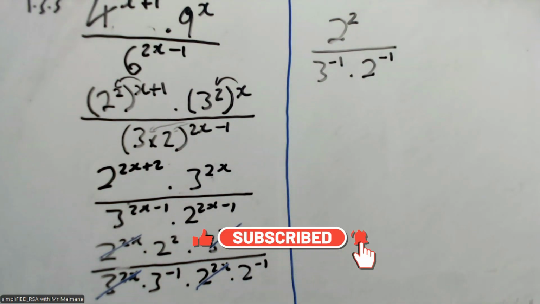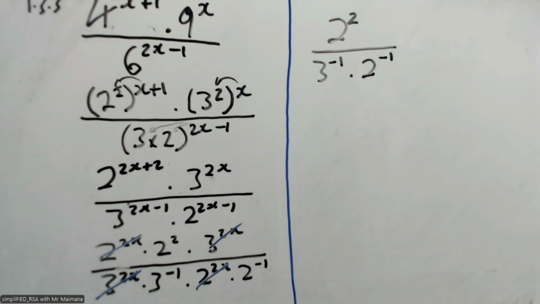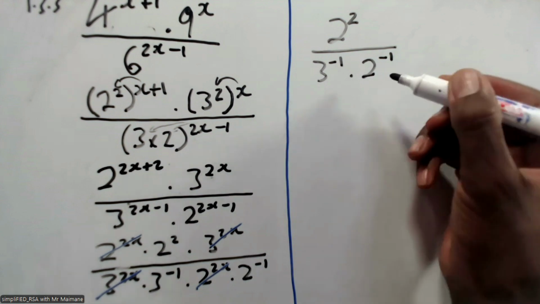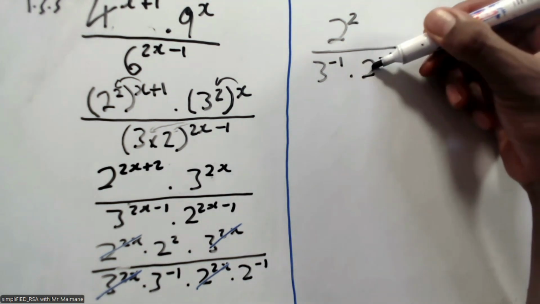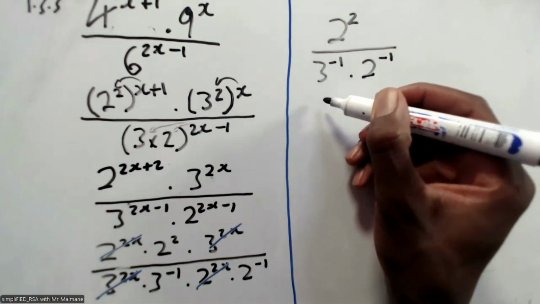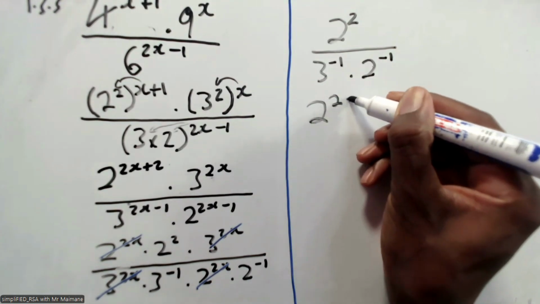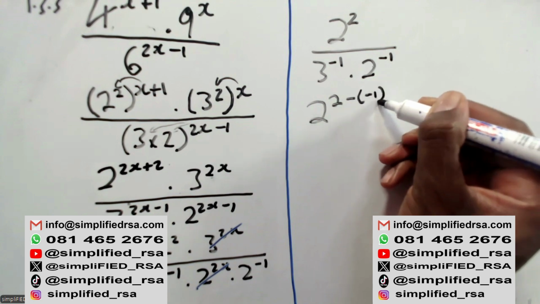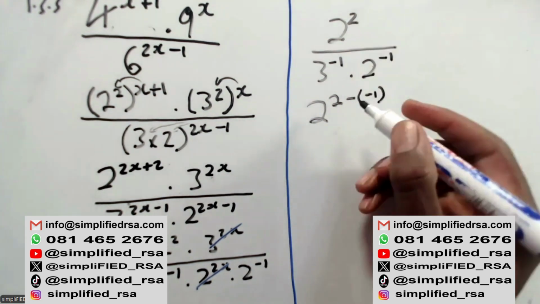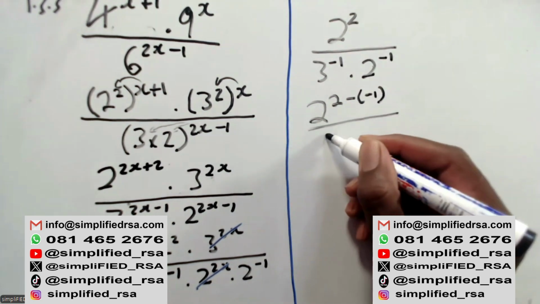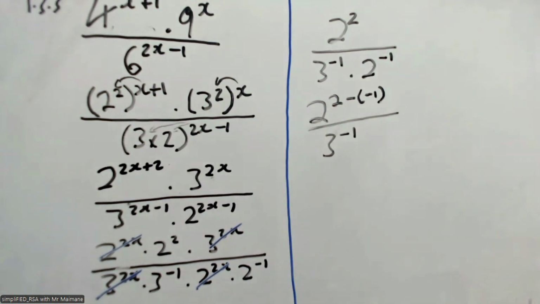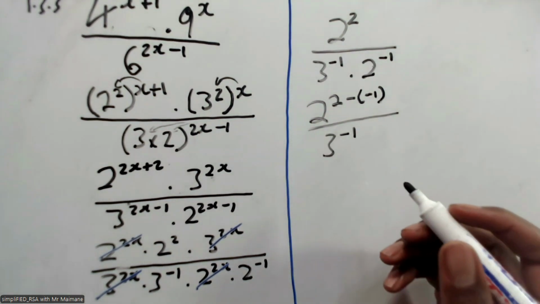And applying the rules of exponents again, we can tell that the top part, we can simplify it further because this and this, they have the same base. Using the rules of exponents, this is the same as 2 to the exponent 2 minus -1 for the one with the same base, all over 3 to the exponent -1, like that.